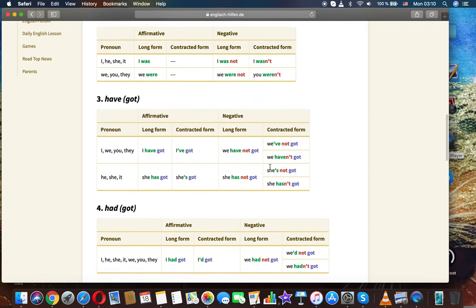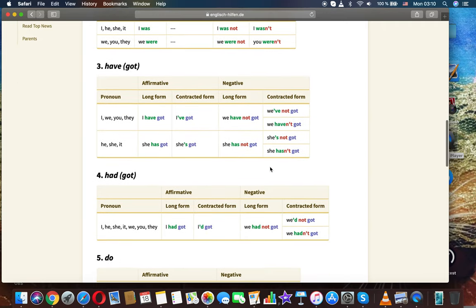Have got. I, we, you, they: I have got, I've got. I have not got, I've not got, I haven't got. He, she, it: she has got, she's got. She has not got, she's not got, she hasn't got.